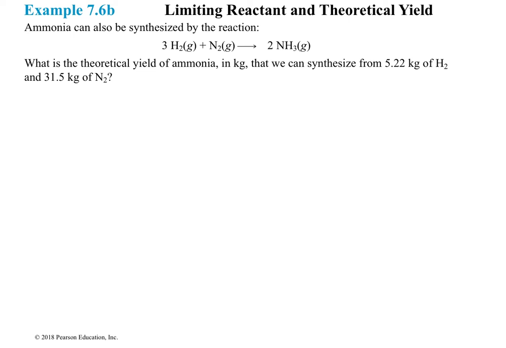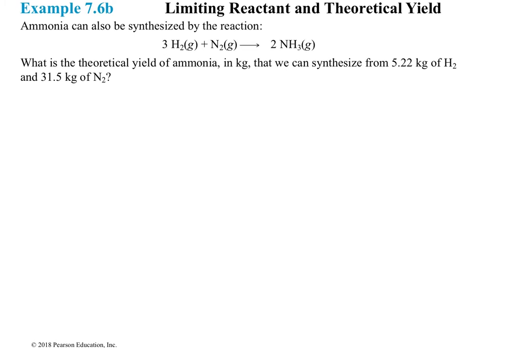Okay, so now here's another way that I can synthesize ammonia with hydrogen and nitrogen. So what's the theoretical yield of ammonia in kilograms that we can synthesize? So if I have 5.22 kilograms of hydrogen and 31.5 kilograms of nitrogen.